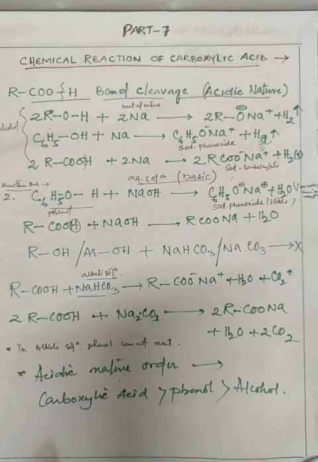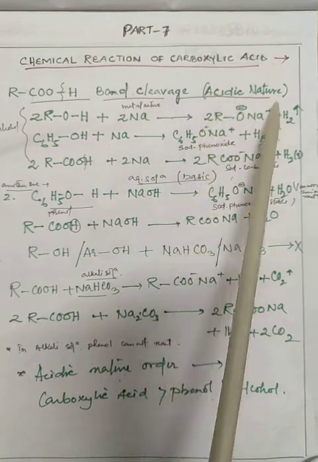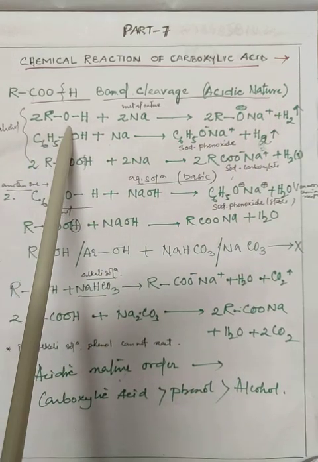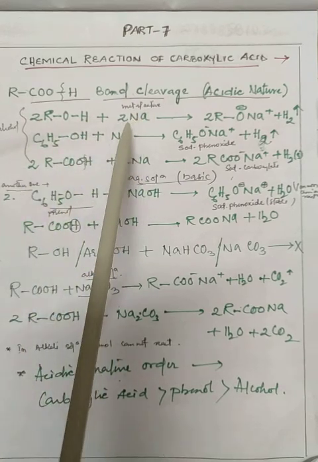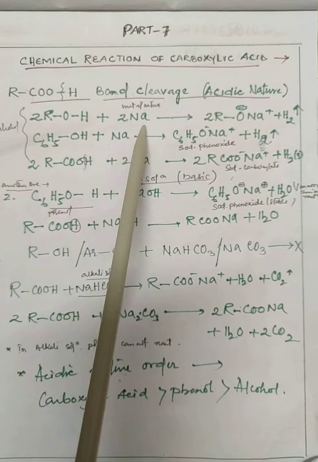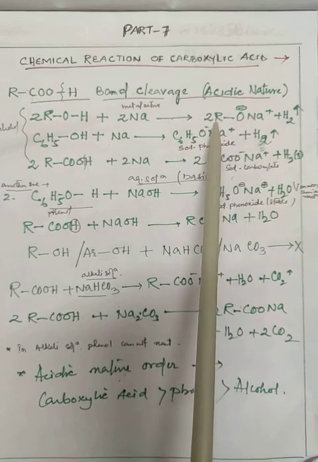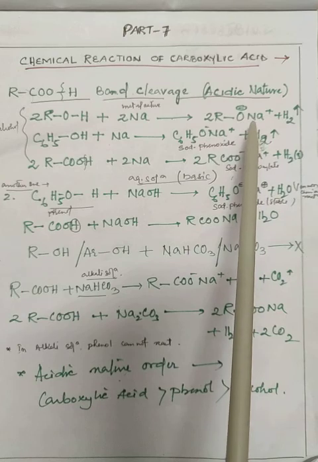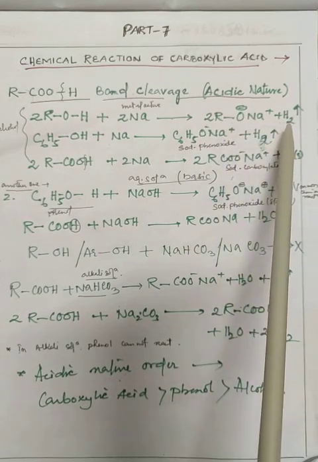Under the chemical reactions of carboxylic acids, here we look at bond cleavage in acid nature. Now here this is alcohol. So alcohol reacts with what? Active metals. Taking sodium metal as the active metal, we get 2 R-ONa, sodium alkoxide, along with hydrogen gas.